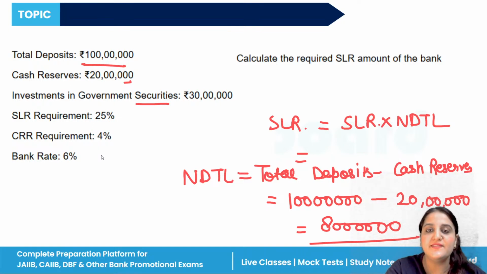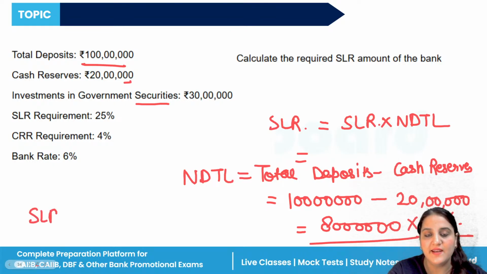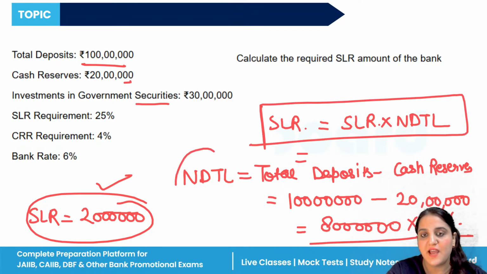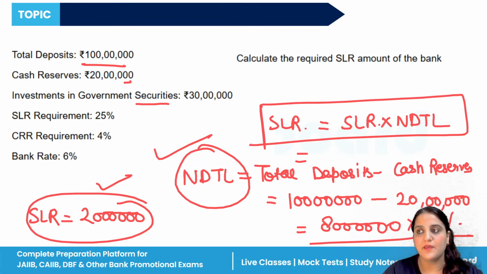How can we calculate this SLR requirement? Just do the 25% of this. So when we do the 25% of this, we get SLR equal to 20 lakh. So this is the answer here. Simple. For SLR, we first have to calculate this NDTL and then the answer is here.